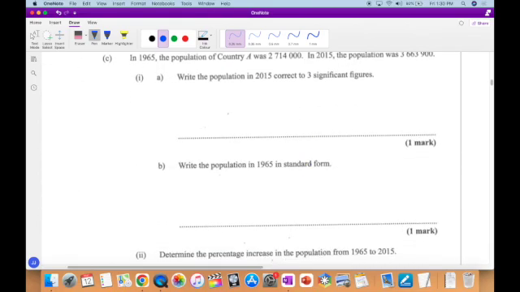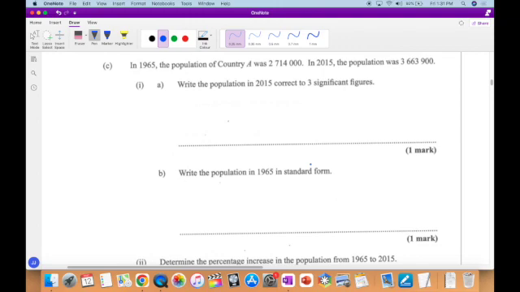In 1965, the population of country A was that, and in 2015, the population was that. Write the population in 2015 correct to 3 significant figures, so 1, 2, 3, and this number here is less than 5, so I can leave this as a 6, and all of that goes to 0. 3, 6, 6, 0, 0, 0, 0. Right, that's the 3 significant figures.